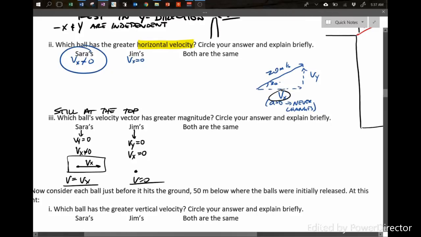Her total velocity is velocity in the x direction. Put all those things together. So Sarah is going to have the greater magnitude velocity at the top.